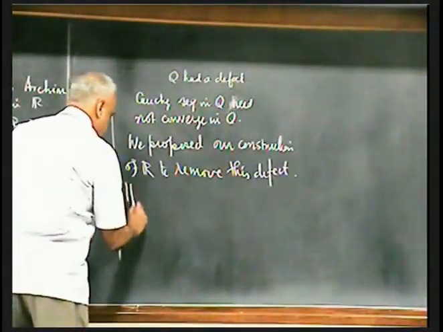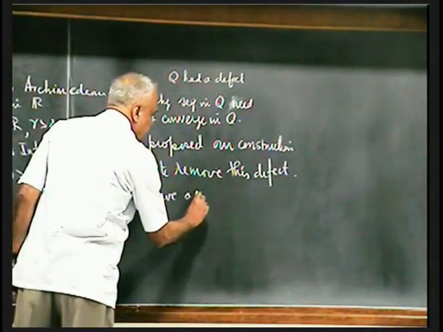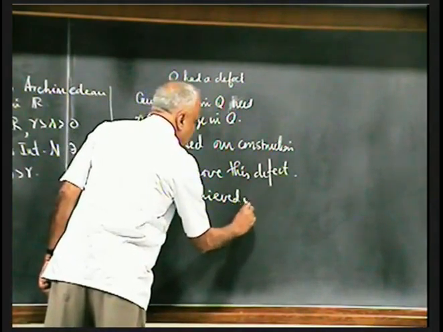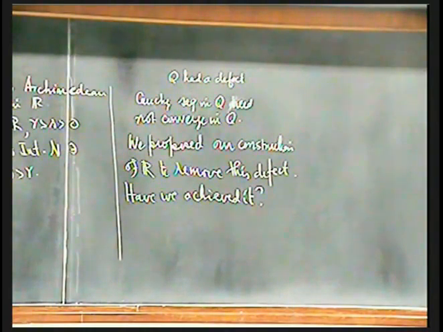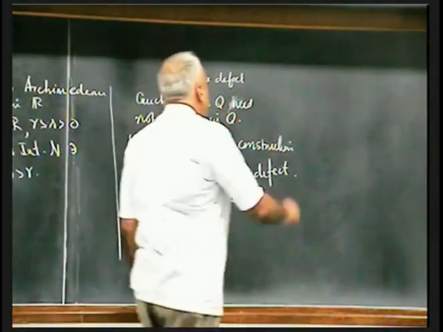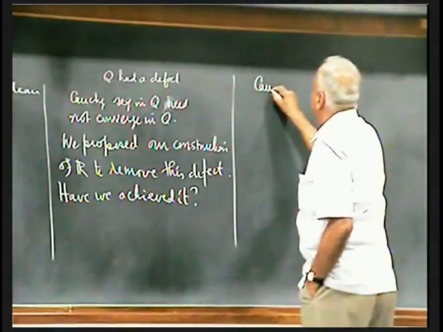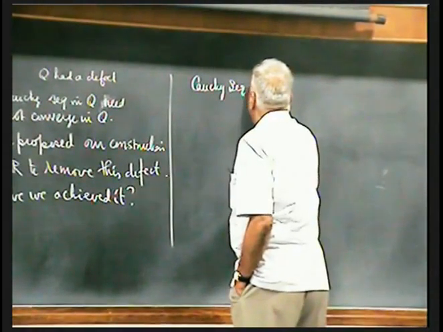Have we achieved it? If we have achieved it, what should have happened? Every Cauchy sequence in R must have converged. So for that we must define what is meant by a Cauchy sequence in R and then prove that every Cauchy sequence will have a limit in R. Towards that end, we first define a Cauchy sequence in R.